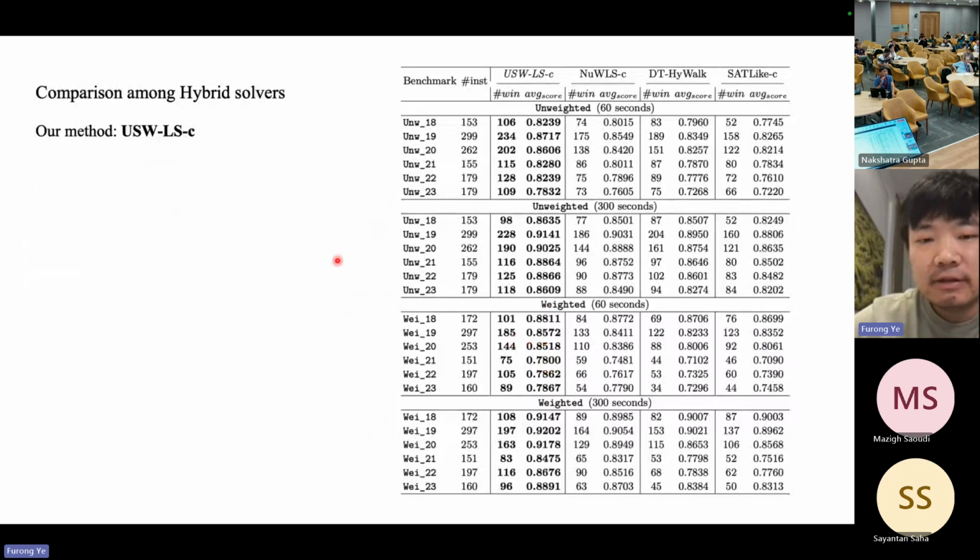And we also know that in the competition, the best solvers are usually hybrid solvers. Those hybrid solvers are embedded with a local search solver and a complete solver. So we just replaced the local search solver using our new weighting scheme, and the obtained result is also better than the other previous methods across all the benchmark sets.